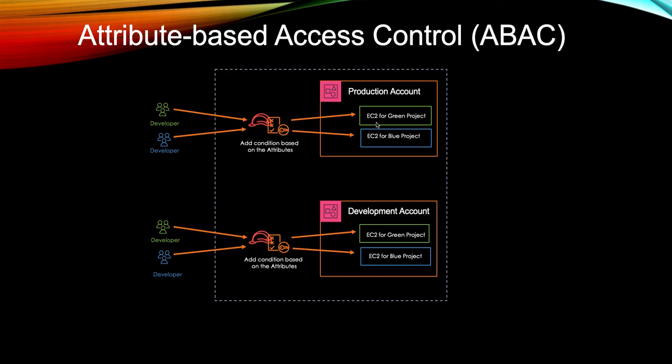Second, I've created some EC2 resources in one of my accounts, one for the green project and one for the blue project. And at the end of the demo, I'll show you that the developer who belongs to the green project will be able to perform actions only on the EC2 resources which belong to the green project, and the developer from the blue project will be able to perform actions only on the EC2 resources which belong to the blue project. So let's go to the console and I'll show you how it works in the demo and how you can set it up.